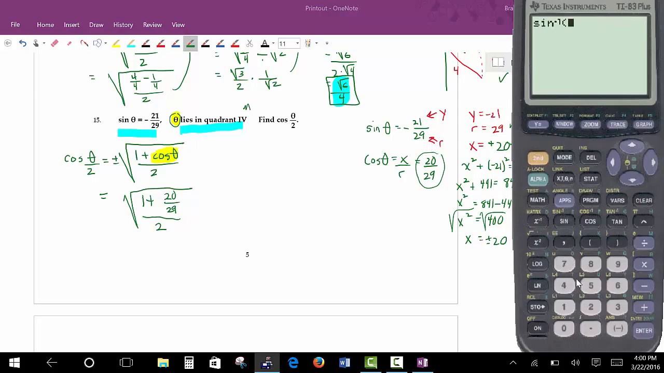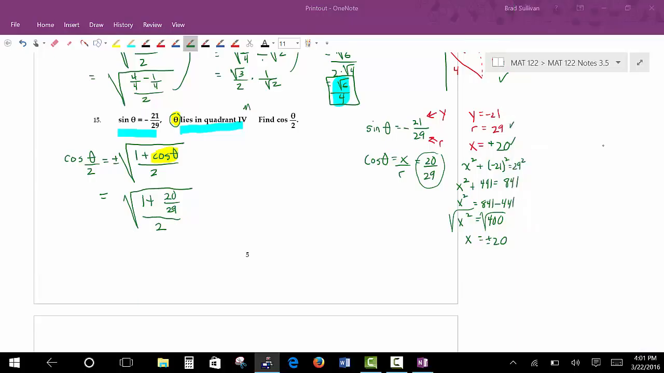So if I go inverse sine of negative 21 over 29, that gives me a negative angle, and that's in quadrant 4. Okay, so really, if I added 360 to this, we're looking at a 313 degree angle. Now if we divide that by 2, remember we're ultimately doing the cosine of half of that angle. So we're looking at the cosine. Okay, we're looking at 156.